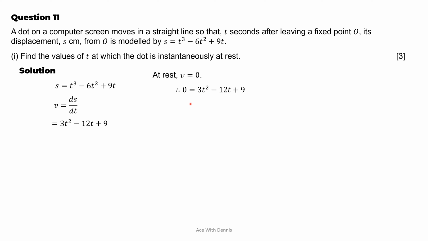The equation becomes 0 equals 3t squared minus 12t plus 9. We divide 3 for both sides. We get 0 equals t squared minus 4t plus 3. Then we factorize, we get 0 equals (t − 1) times (t − 3). Therefore, as we expected, there are 2 values for t, which is t equals to 1 and t equals to 3. Means that in these 2 timings, this dot is instantaneously at rest.